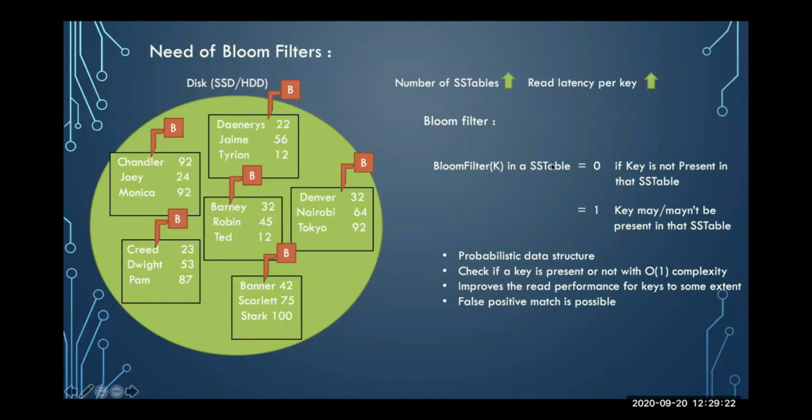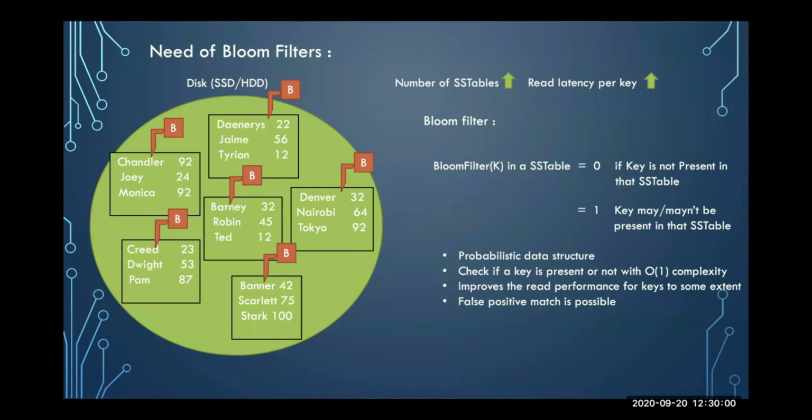If the value returned is 0, then we'll definitely know that the key is not present in that SS table. But if it gives the value as 1, then that key may or may not be present in that SS table. For example, for the Bloom filter in this, if we give the input as say Stark, that key is not present in this SS table, but it can give you either 0 or 1.